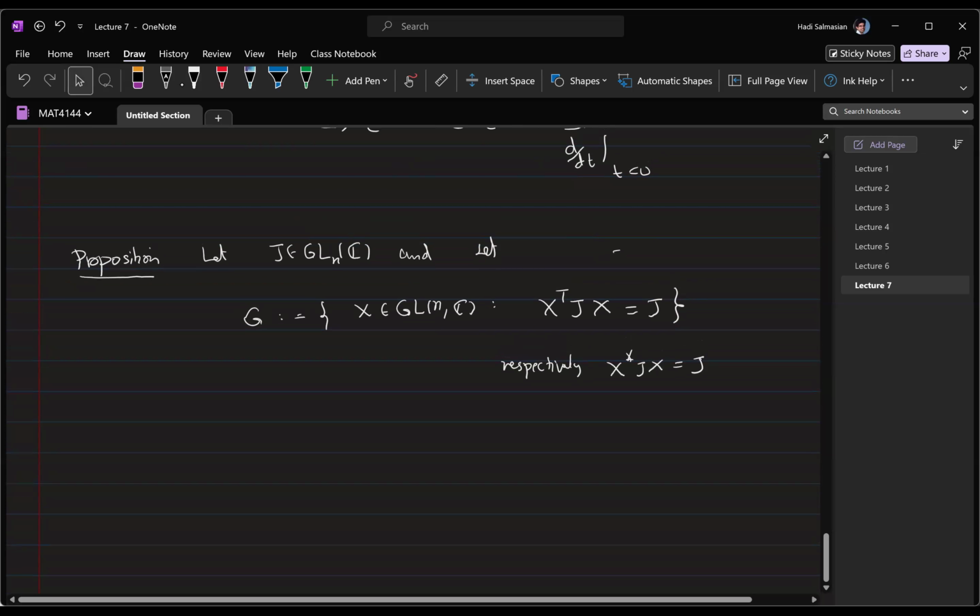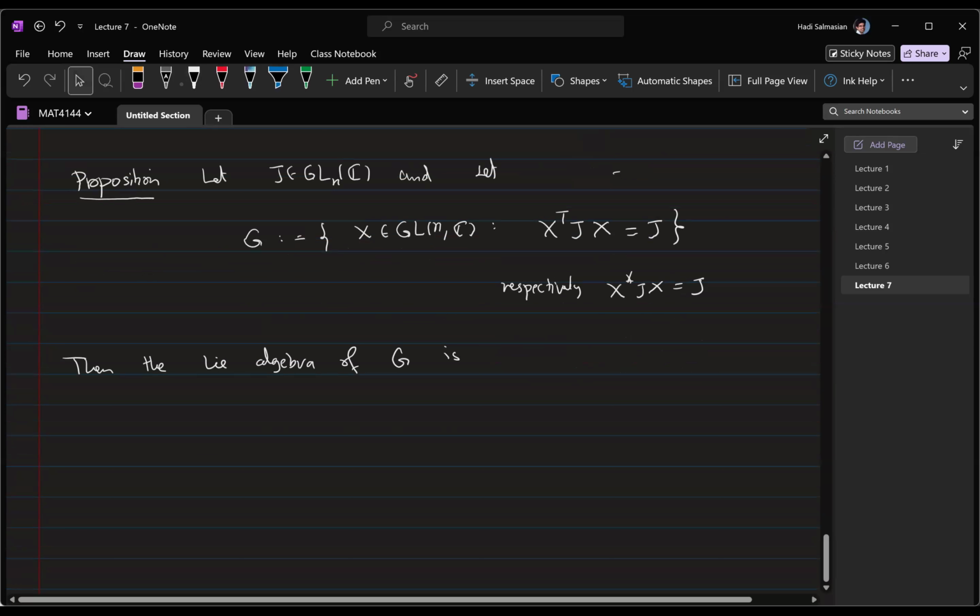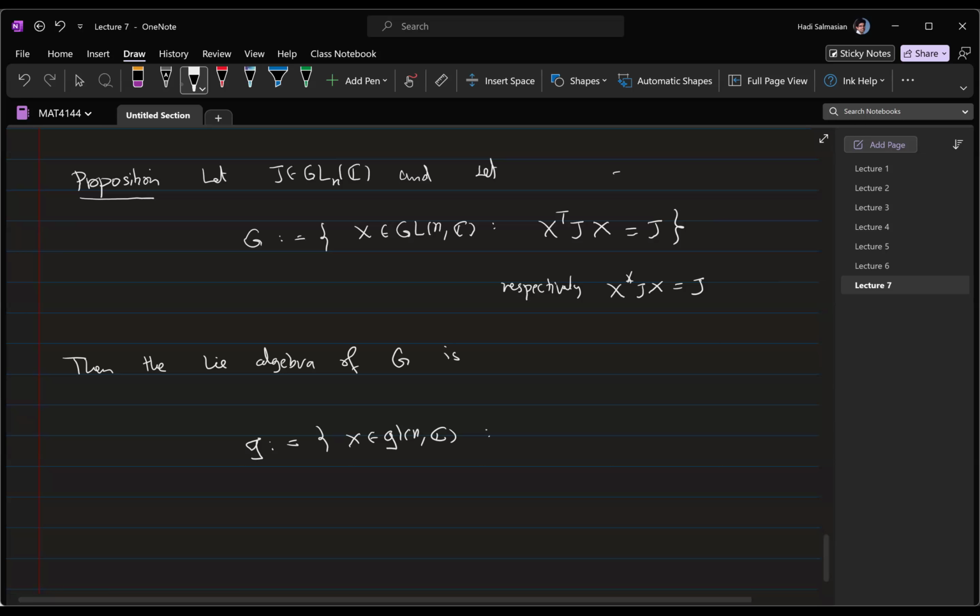There's only one issue here. Let me just make sure. Maybe that's okay. All right, fine. So then the Lie algebra of G is the set of matrices in GL_N(C). And now we have to differentiate this condition somehow. Remember, how do we differentiate such a condition?